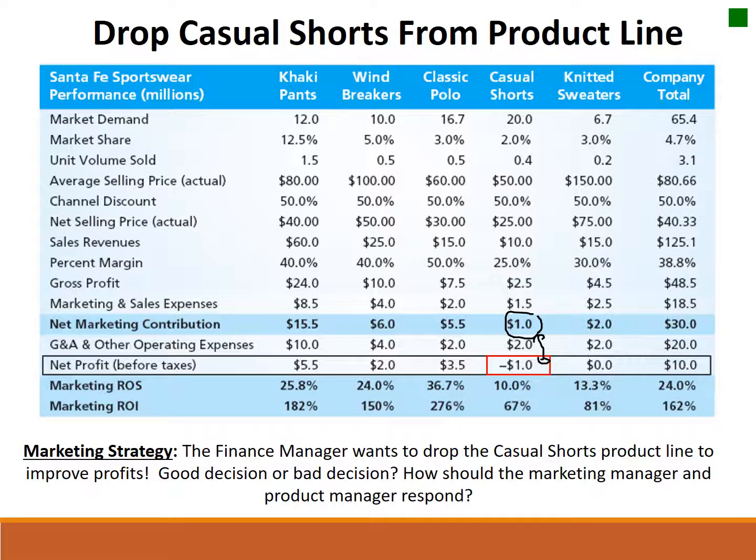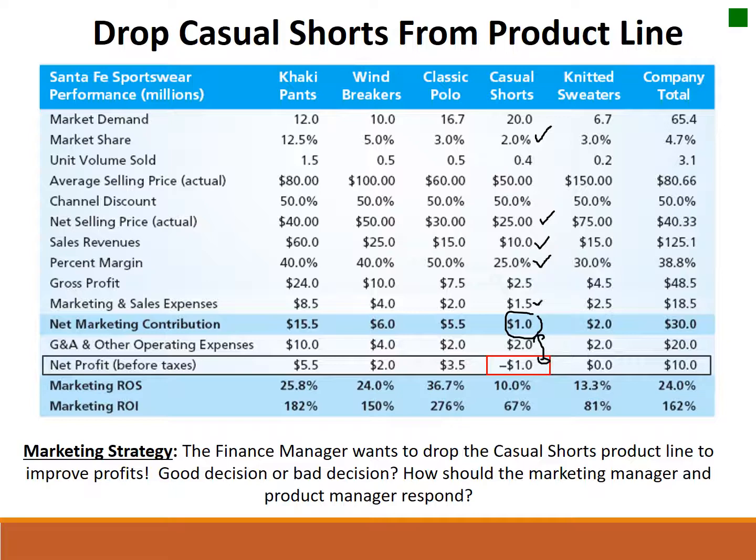So the finance manager is going to come and say, all right, let's consider dropping casual shorts. This will help improve profits. Now the question is, will it help us improve profits or will it not? At the end of the day, we've got a lot of expanded data here now. We've got market demand, and we have our market share. Again, we don't have huge share in that particular area, and we don't sell a lot of units. We've got all this other data available to us, including our actual sales price, sales revenue for each unit that we sell, and our sales margin. All of these are weak for casual shorts compared to some of the other categories. Gross profit.